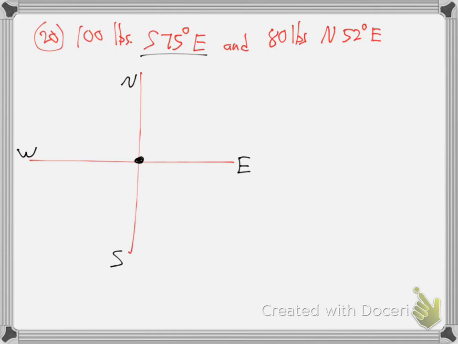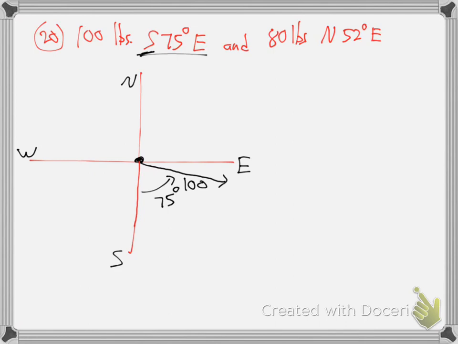So, remember how that works? You go straight south at first, because it starts with south, but then it's not straight south, it's 75 to the east of that, which is almost all the way like that. It's almost 90, right? It's 75, which is almost 90, to the east of south. So here it is. There's the vector. Are we good so far? So this is the first vector, and that has a length of 100 pounds. Okay, tracking with me?